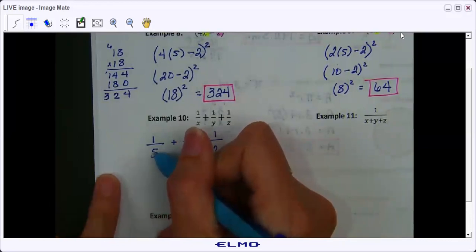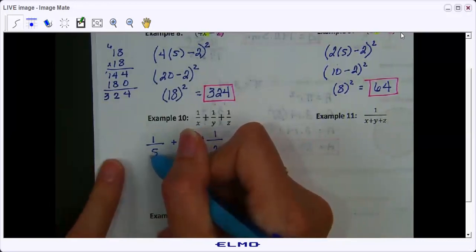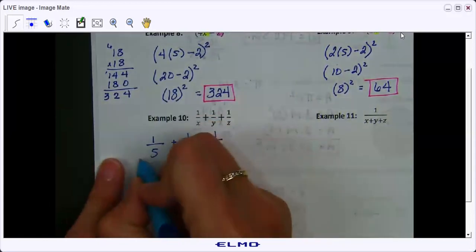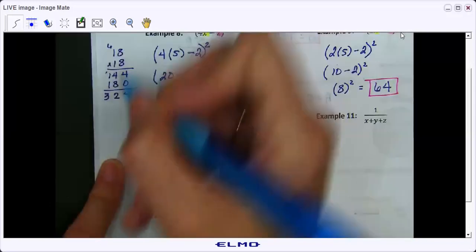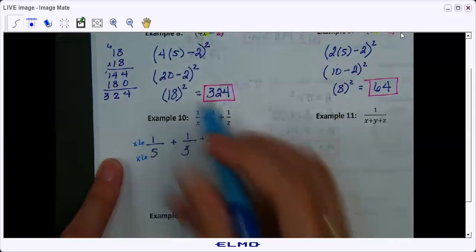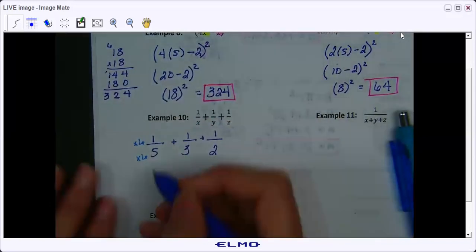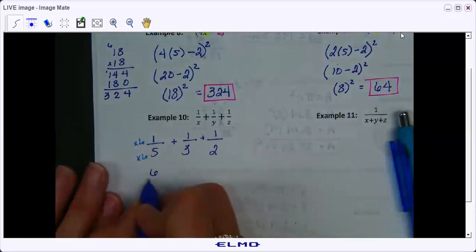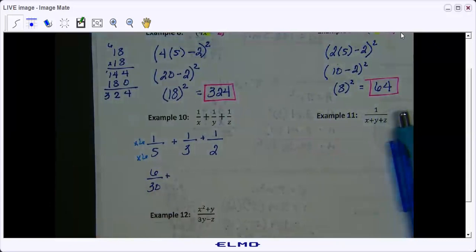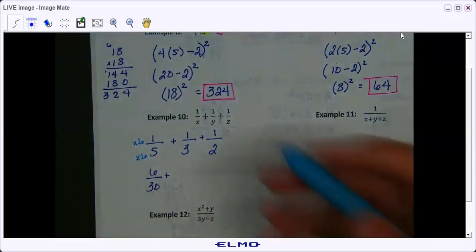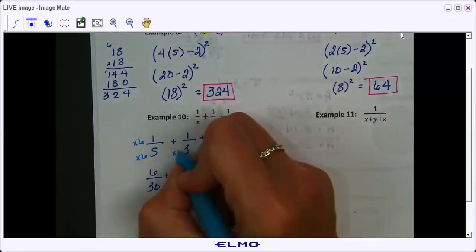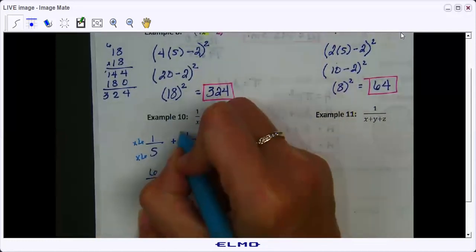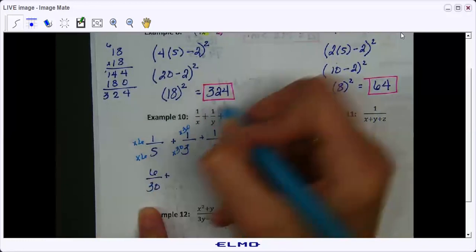Times 6. Yes. So if I multiply 5 times 6, I have to multiply my numerator by 6. So I'm gonna multiply that by 6. So when I do that, I get 6 over 30. Now I do that to the next one. What do I multiply 3 by to get 30? 10. And if I multiply my denominator by 10, I have to multiply my numerator by 10.